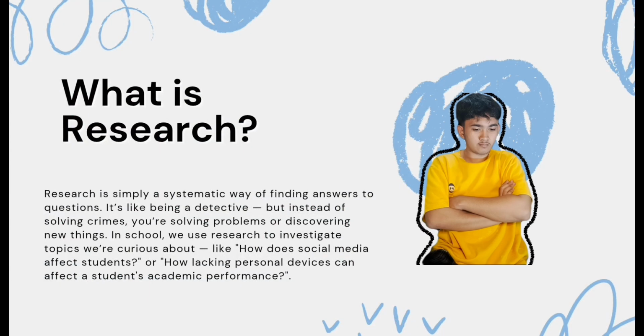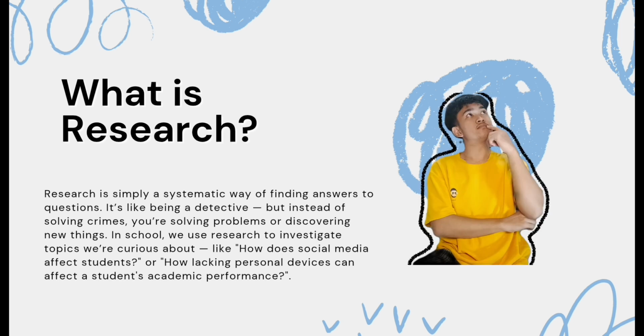What is research? Research is simply a systematic way of finding answers to questions. It's like being a detective, but instead of solving crimes, you're solving problems or discovering new things. In school, we use research to investigate topics we're curious about, like how does social media affect students, or how lacking personal devices can affect a student's academic performance.